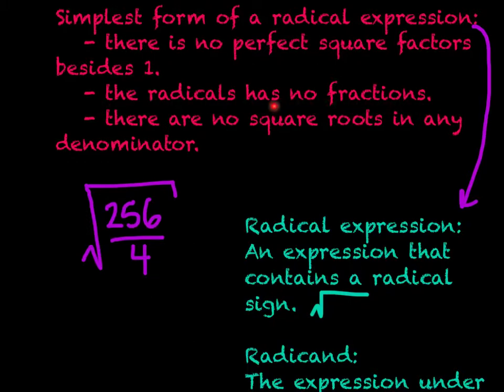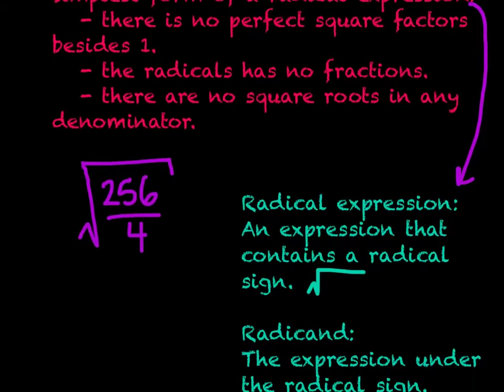So if we look at our example right here, we have the square root of 256 divided by 4. There is a fraction underneath that radical sign. We don't want that. That is not a good situation. The last one as well, there are no square roots in any denominator. We'll see that eventually in section 11.8.